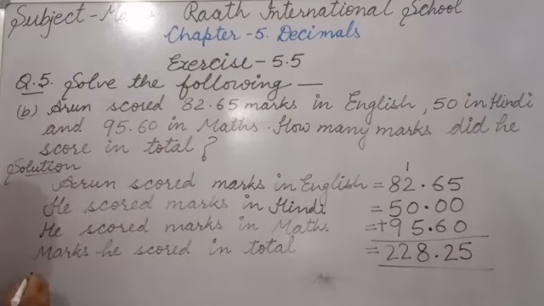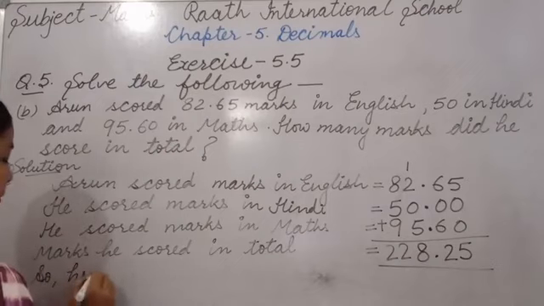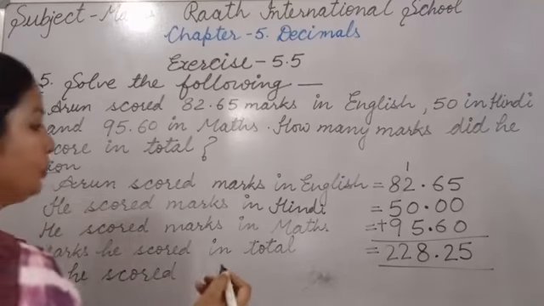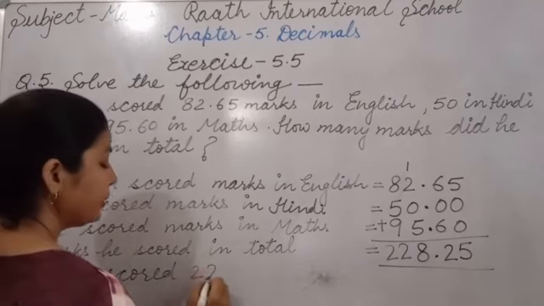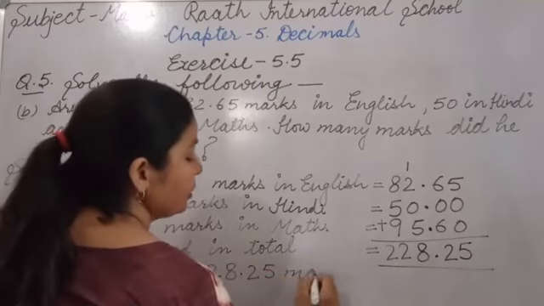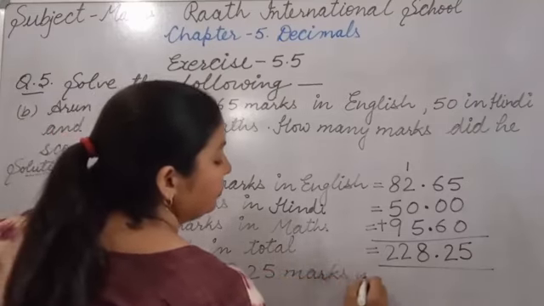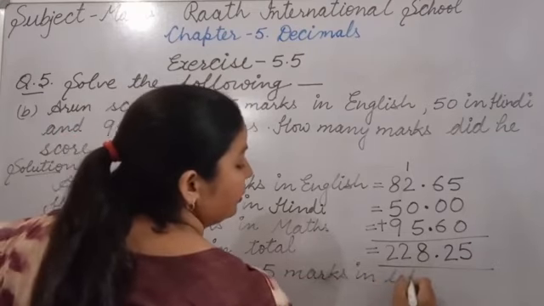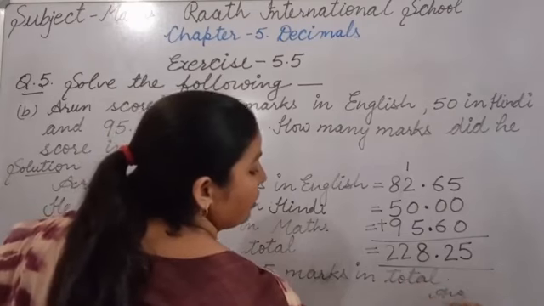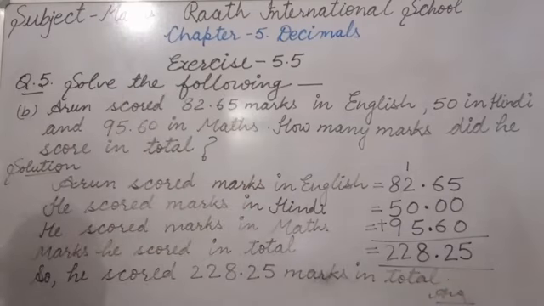So he scored 228.25 marks in total. That's your answer. Okay. So your B part is complete. Now after that we will do part number C.